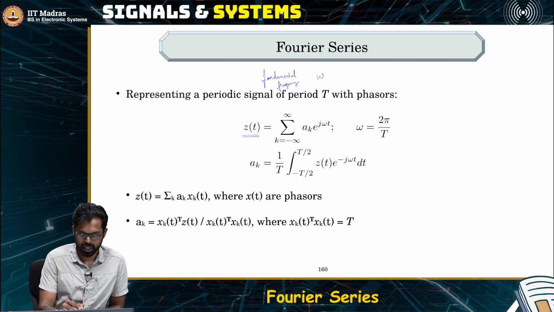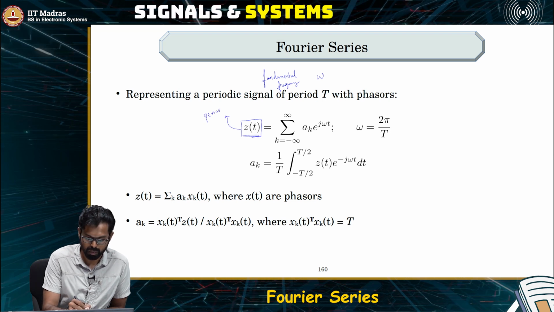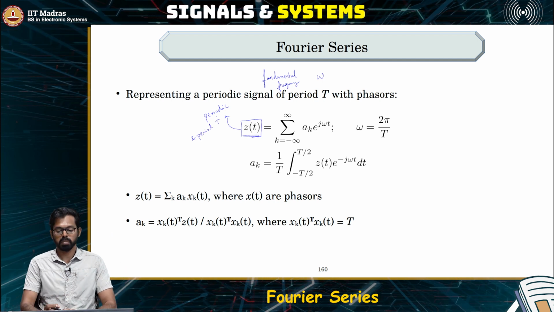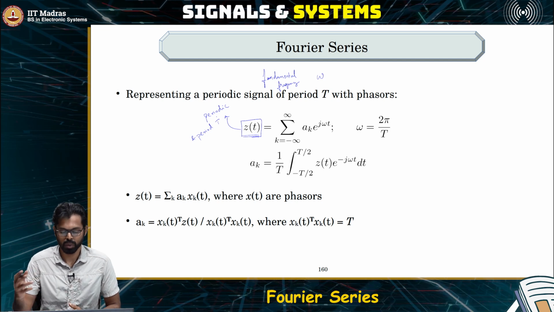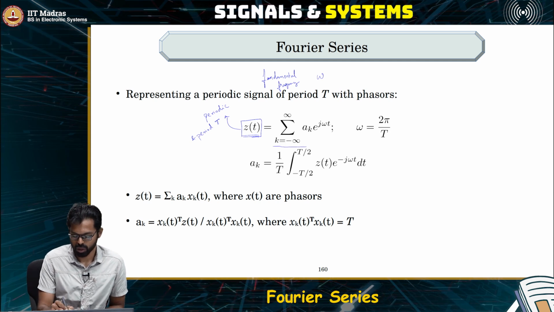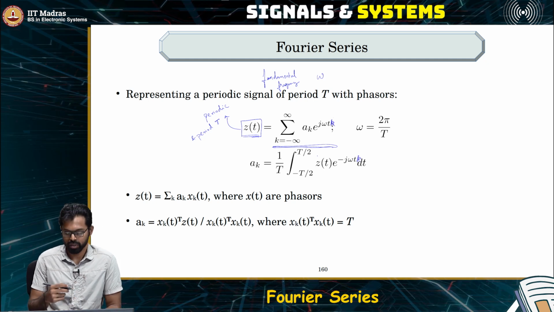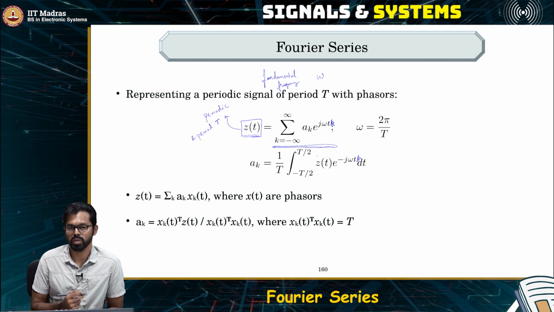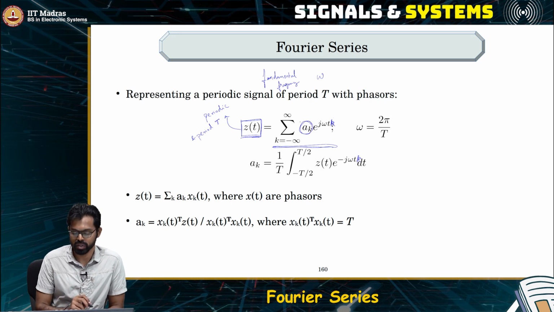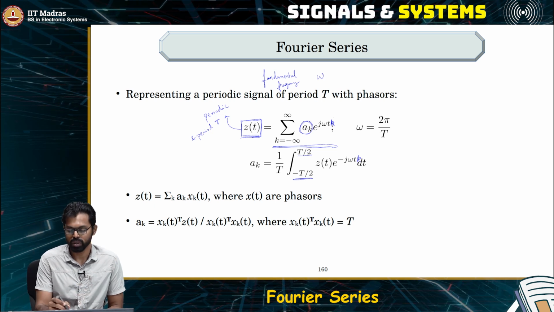We can represent any z of t which is periodic and has a period capital T. Of course, if it has a period capital T, it will also have a period equal to 2T, 3T, and so on. And such signals could be represented using our eigenfunctions. So how did we choose these eigenfunctions? The eigenfunctions are phasors, and they are not only phasors, they are harmonics of one another. And how do we find these coefficients? We find them by focusing only on a finite duration which is equal to the fundamental period.